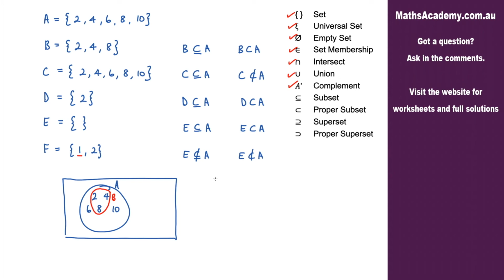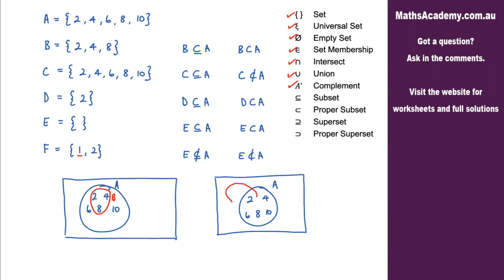Let me just draw this again. So again, we've got the universal set. We've got set A. And then we've got 2, 4, 6, 8 and 10. Now this time let's have a look at set F, which contains 1 and 2. So set F would need to look something like this. So this would be set F, and we would have 1 in here, and obviously 2 is also a part of A. So this is not within A. It is not a subset of A.